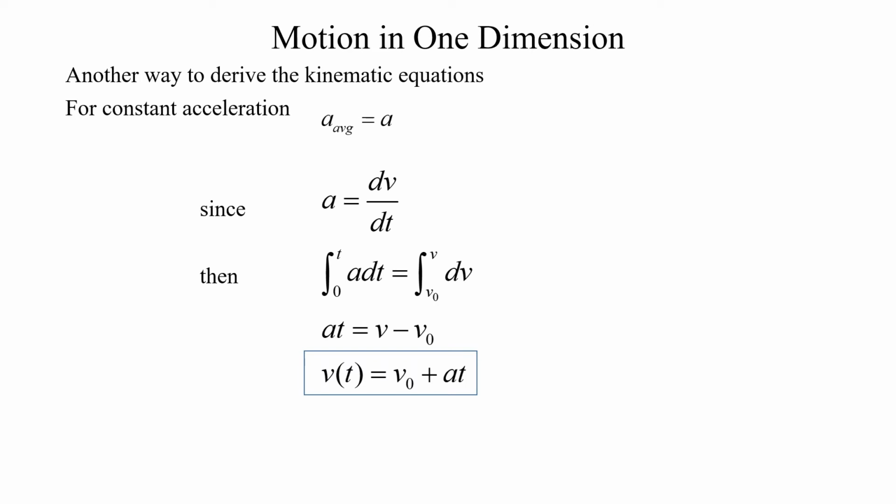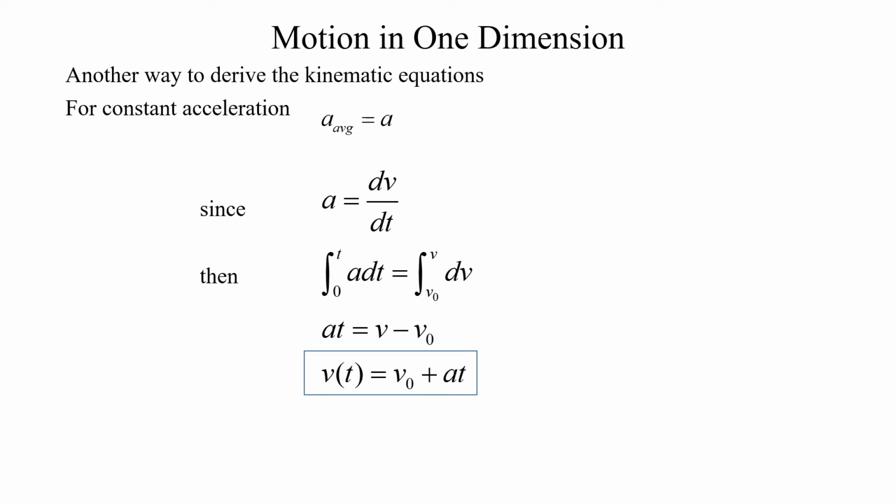So I start with constant acceleration. So my average acceleration is equal to just a, because it's constant, it's not changing. Then I write that a is dv dt. We know that the acceleration is the derivative of velocity with respect to time. So if a is dv dt, then I know that a dt equals dv, and I can integrate between t equals 0 and some later time t.